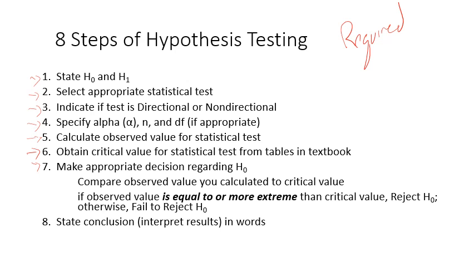So it needs to be more extreme, and the signs need to match. What does that mean? If your alternate hypothesis is saying greater than, then your observed value needs to be greater than your critical value. If your alternate hypothesis is saying less than, then your observed needs to be less than your critical, more extreme in the negative direction. But signs need to match your alternative hypothesis. If not, you fail to reject.